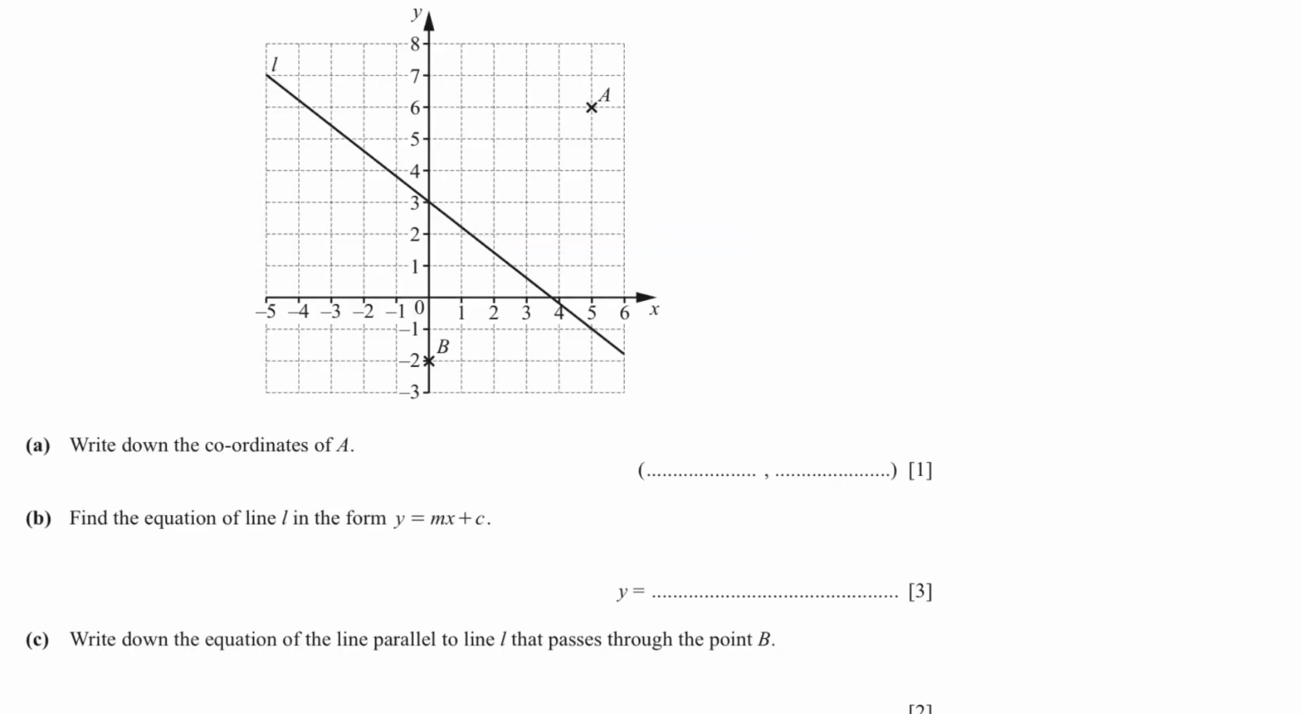Next question, write down the coordinates of A. We first look at the x value. x is 5 and y is 6. So the coordinates are (5, 6).